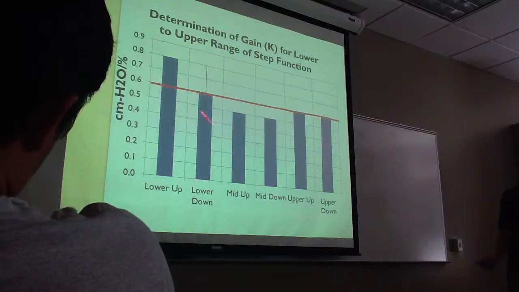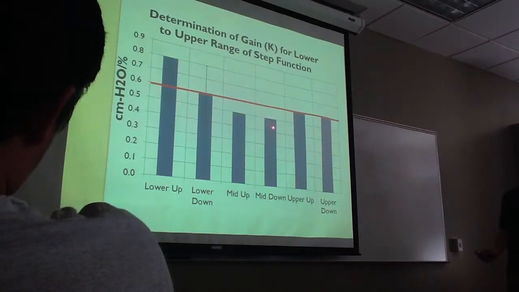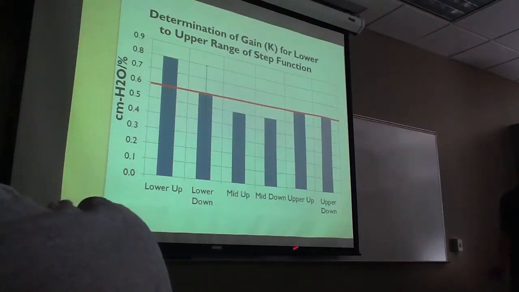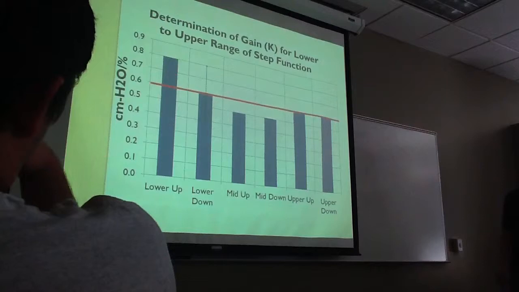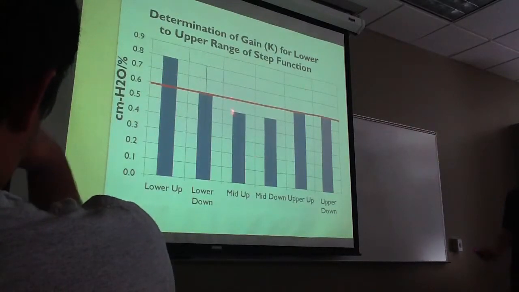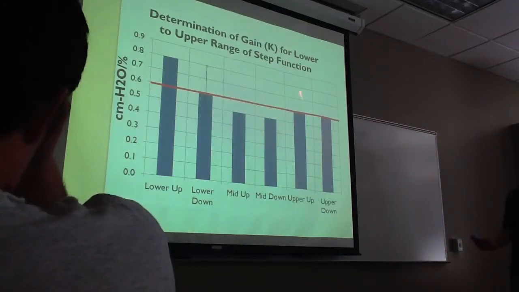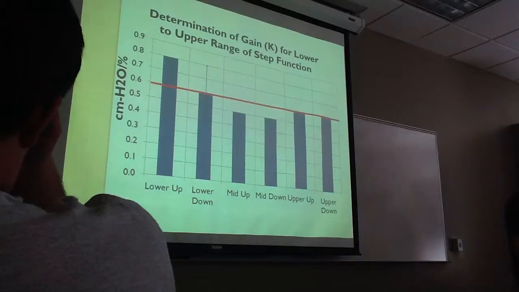And our gains were within 0.8 to 0.5, which averages to about 0.6 centimeters of water per percent. This red line represents the slope from our steady state operating curve to compare our values. These gains were really consistent, with uncertainties within a tenth of a percent.